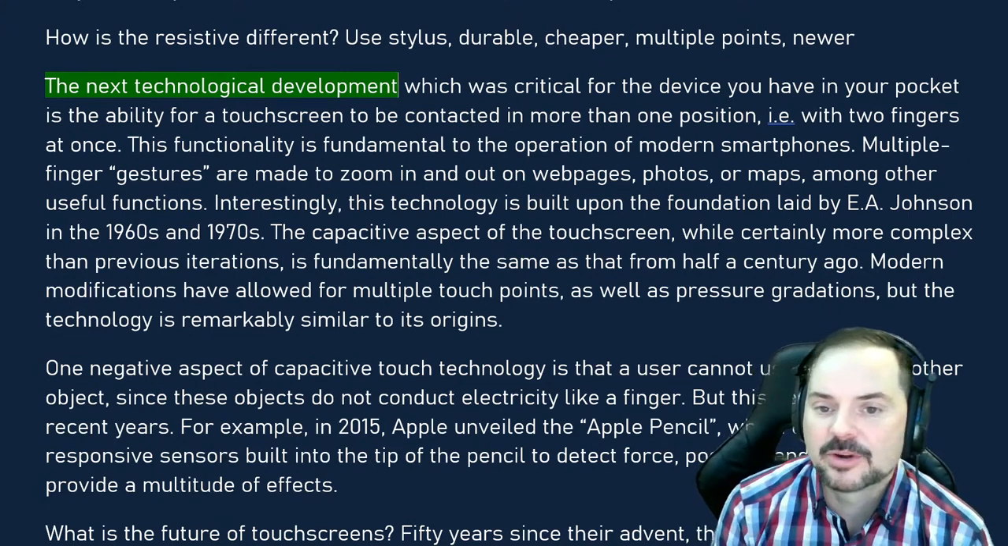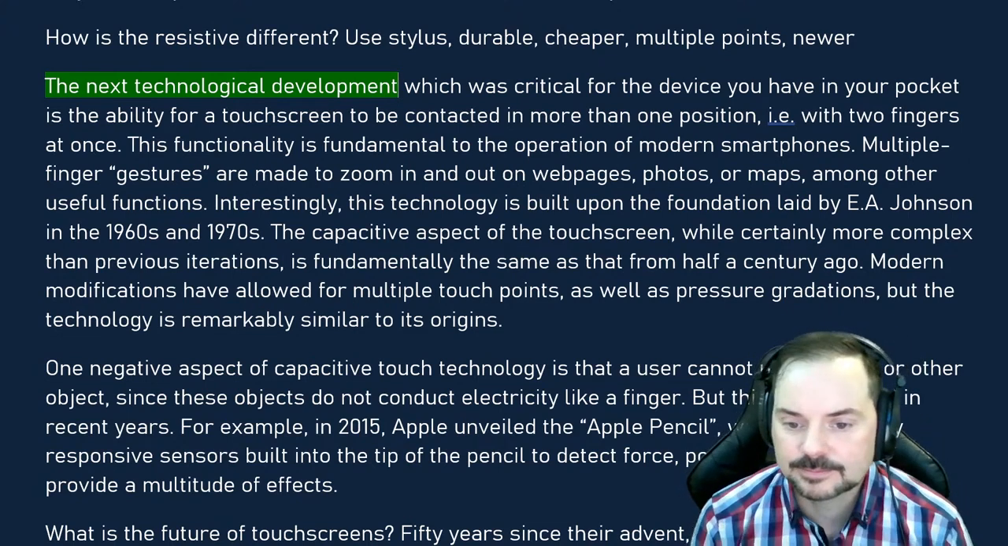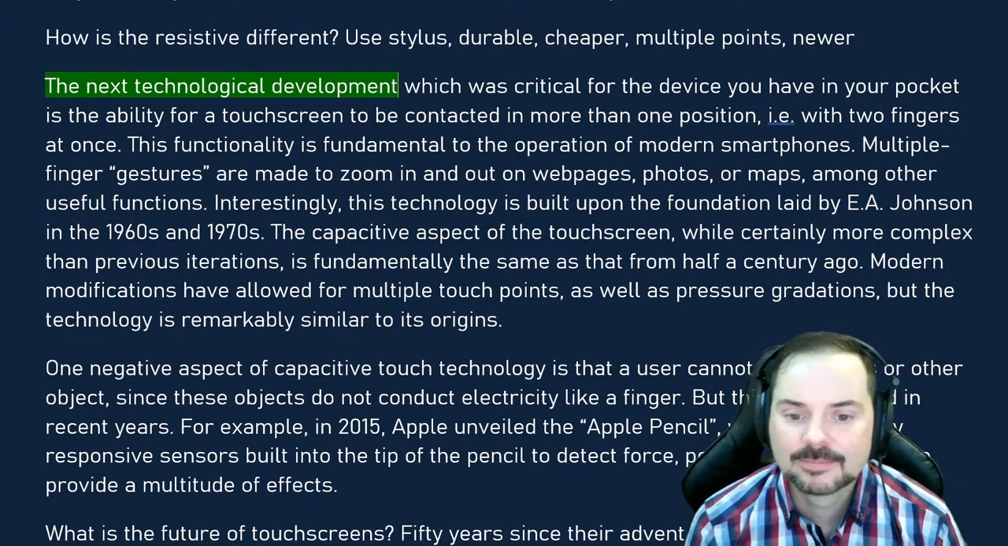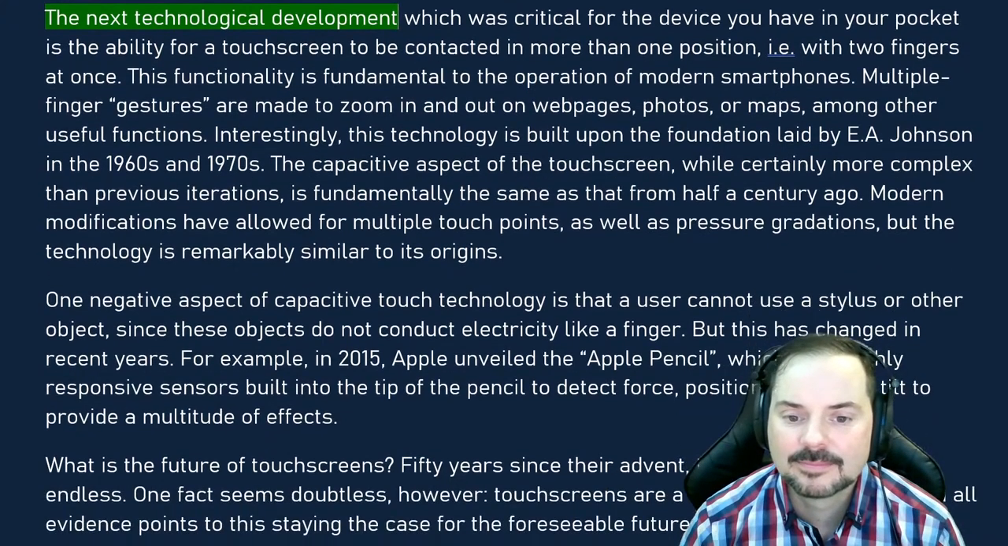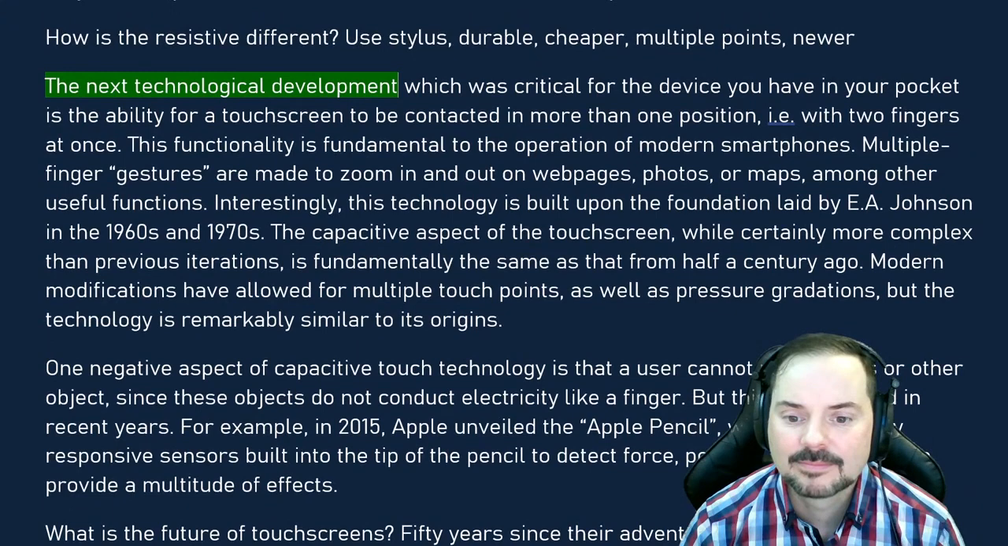Very good. Okay, so what is this paragraph about? This paragraph is about the next possible inventions, about the smartphone touchscreen. The touchscreen can be used with multiple gestures, like multi-finger gestures. Simple. Yeah. Keep it simple.